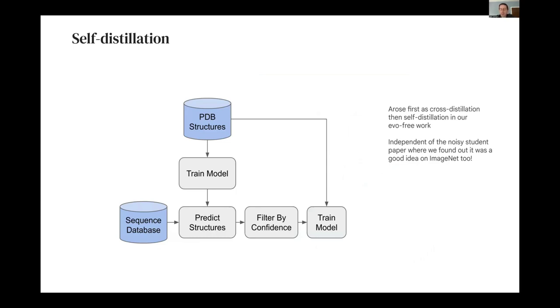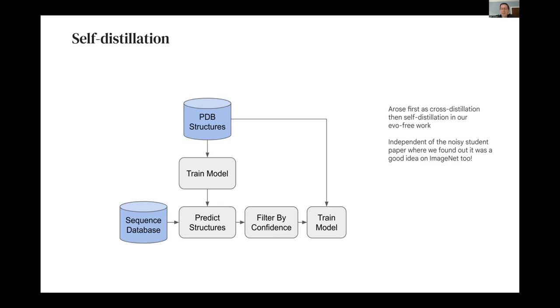We also at this time, and this is a story maybe a little bit out of historical order, because Richard started to play with this when we were already in the kind of Evo-free mode, but self-distillation came across. And this absolutely felt like magic, like cheating: we'll predict structures, we'll take the confident ones, and then we'll add them to our training set. And later we found out about the noisy student paper, but it was a bit of an independent coincidence.